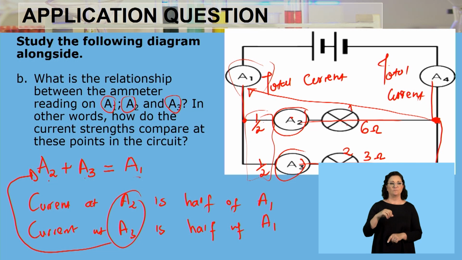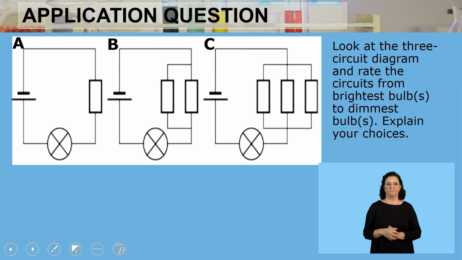In this case, we can say they each have a resistance of 3 ohms each or 6 ohms each, and therefore we can conclude by saying that they will each receive the current which is half that of A1. Right. Moving on to the next question now.